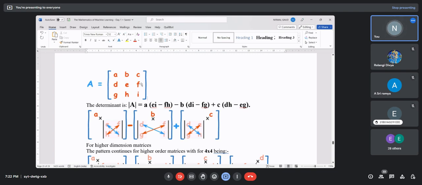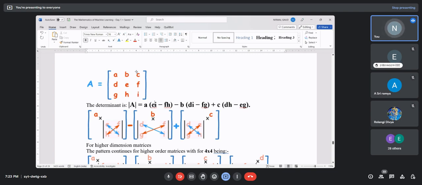Only one thing: you are seeing a minus sign here. If your order of multiplication is the same always, there will be a minus sign. What I used to do in my studies is I don't take the minus sign. I consider B and multiply in reverse: F into G minus D into I. That is also the same.